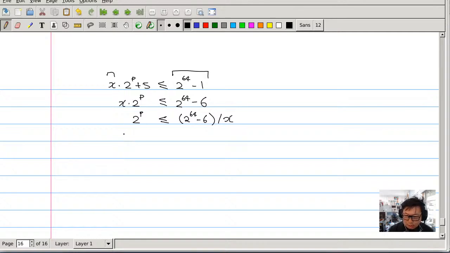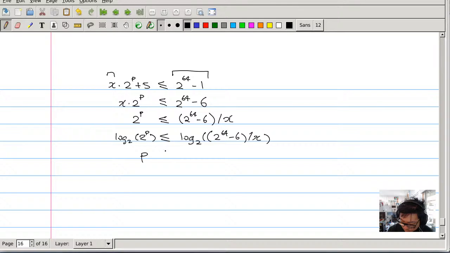Because I can take the log 2 of both sides at this point. So now I can say log 2 of 2 to the power of p is less than or equal to the log 2 of the whole thing over here, 2 to the power of 64 minus 6, and then the whole thing divided by x, like so. And now, because the log 2 of 2 to the power of something is just that something, because log 2 and 2 to the power of cancel each other. They are inverse functions of each other.